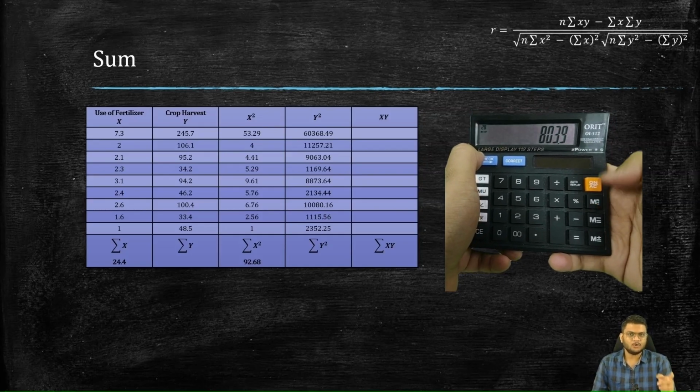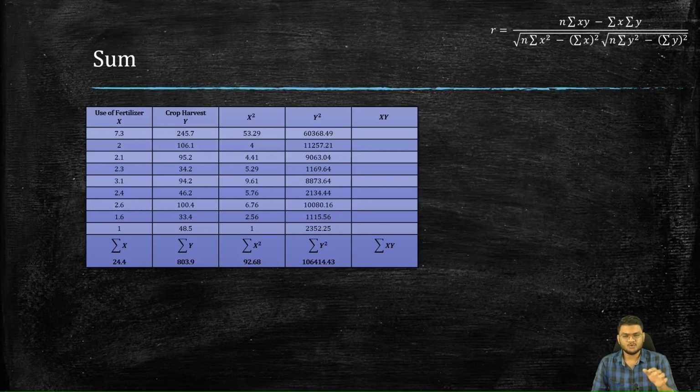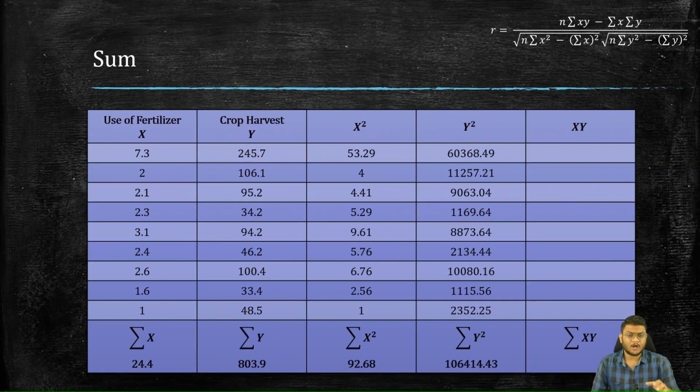Press the MRC button to obtain sigma y, that is 803.9, and press the GT button to obtain sigma y square, that is 1,06,414.43. So we have obtained all the values. Now we are left with only the xy column.